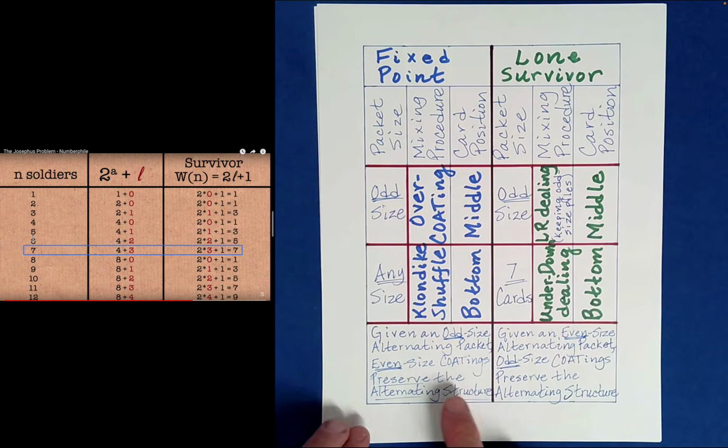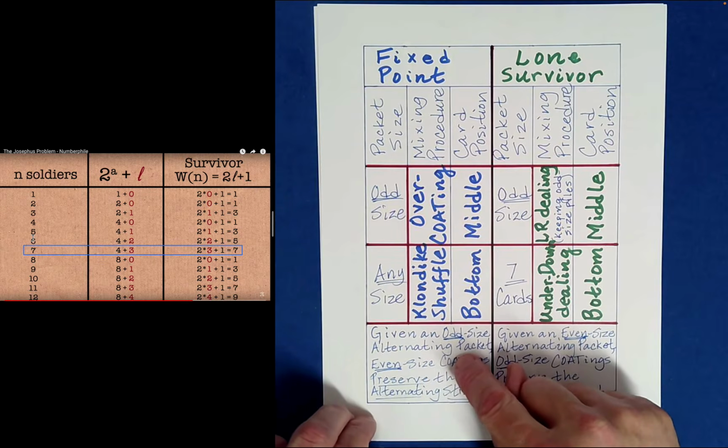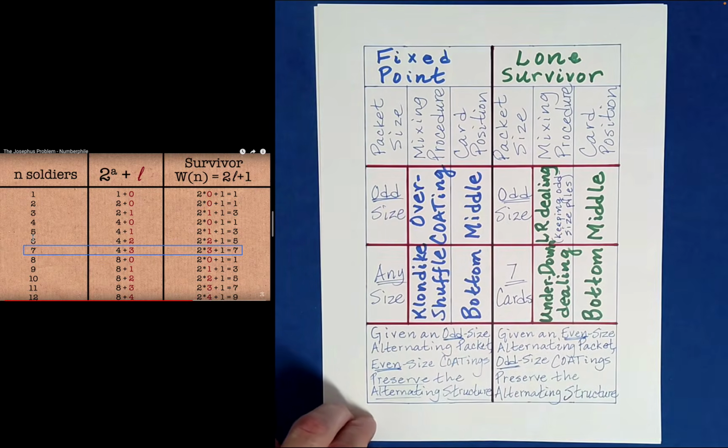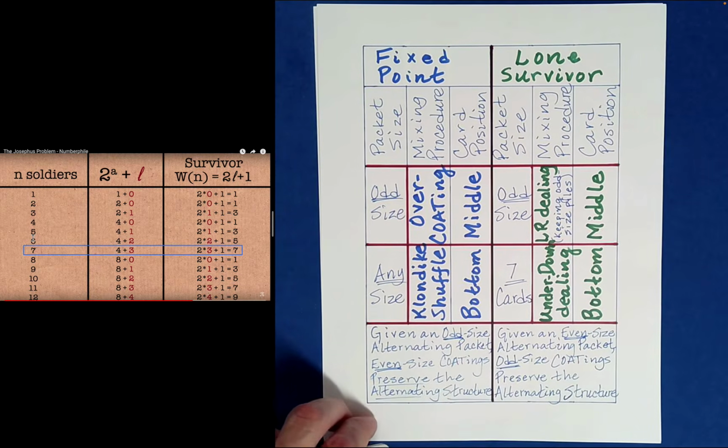Okay, so we're going to show the first one here. It is true that we don't have to work with just 7 cards, because that's really the focus of this particular video. It's any odd size packet at all. But we do need to have an alternating structure in mind. Otherwise, you won't know what you're preserving, right?